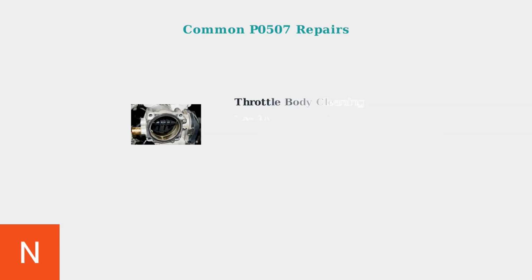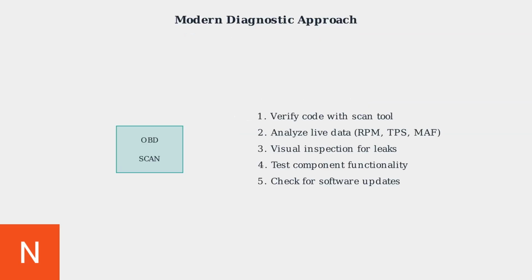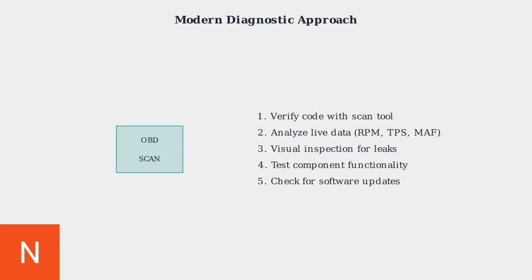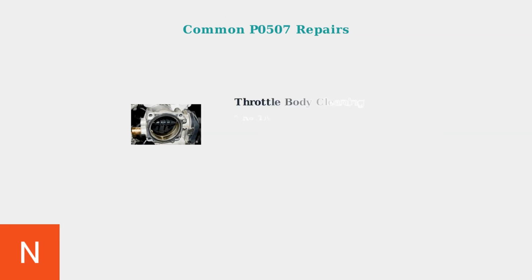The automotive industry is evolving toward advanced diagnostic technologies. Remote diagnostics and predictive maintenance systems are becoming more prevalent in modern vehicles. These emerging technologies enable real-time monitoring, early problem detection, and more efficient repair strategies. Cloud-based platforms and AI-assisted diagnostics are revolutionizing how P0507 codes are handled.